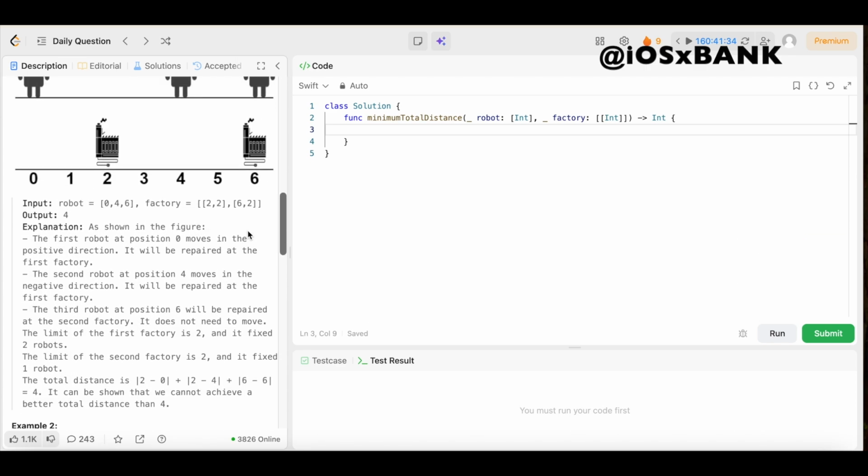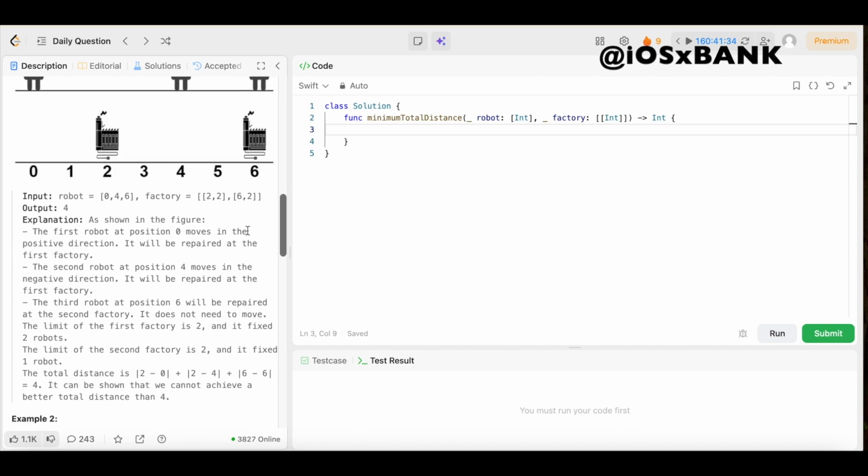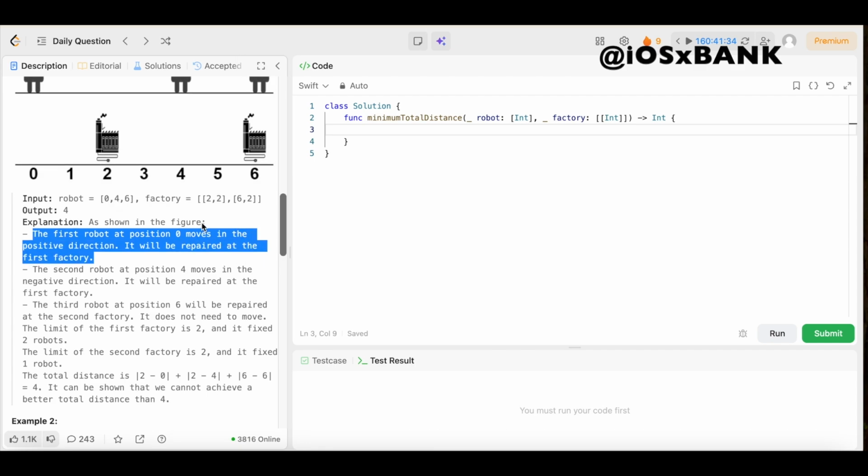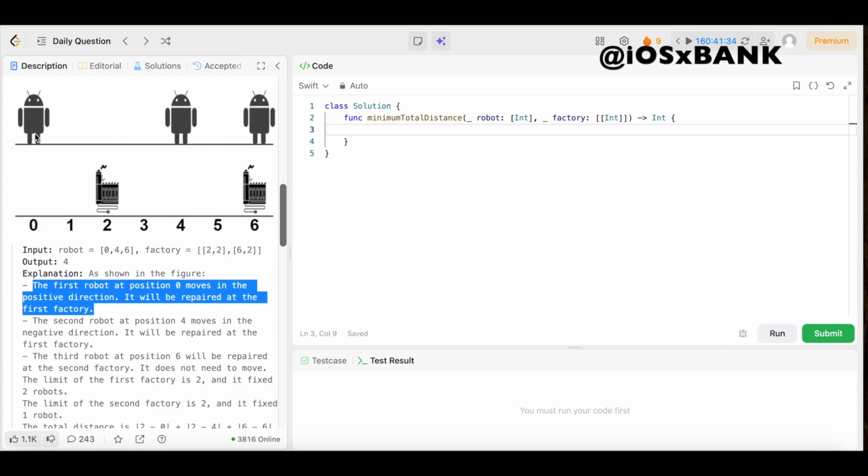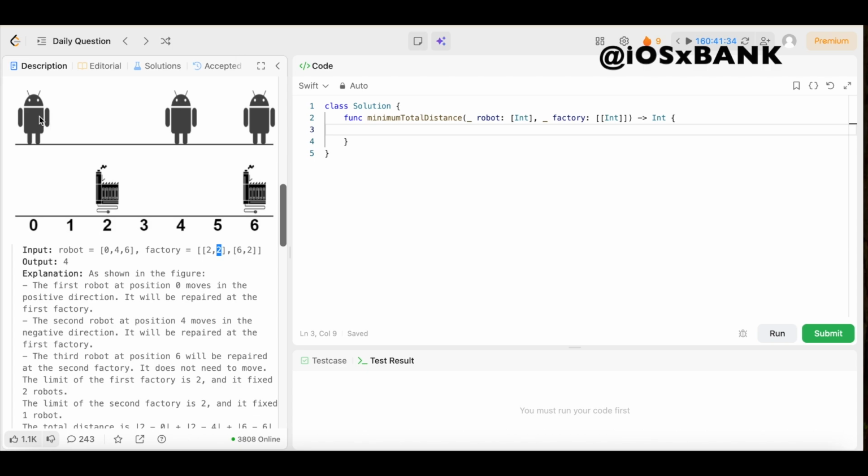So let's take a look at the explanation so we can see how they got this output from this input. The explanation says, as shown in the figure, the first robot at position 0 moves in the positive direction. It will be repaired at the first factory. So this robot right here starts at 0. It's going to move in this direction to this factory right here. As you can see, this factory has a limit of 2, so that's going to use one of its robots towards its limit. Now it has a limit of 1 after we fix this robot.